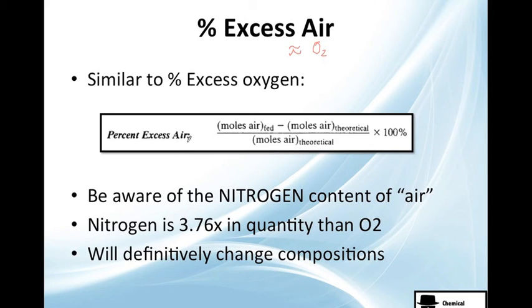because the percent excess of air is the moles of air you feed minus the moles you must actually react, divided by the moles you must actually react. This is the same quantity. Just be sure to have the same quantity. Times 100%, of course. Be aware of nitrogen content in air. Don't just add up oxygen. You need to add up nitrogen also, because nitrogen is 3.76 times the quantity of O2, so you will have a difference.